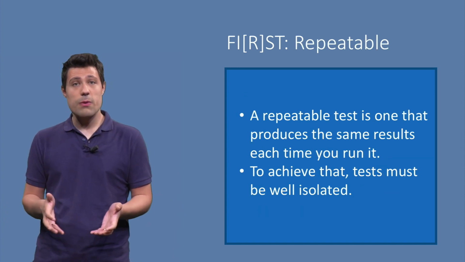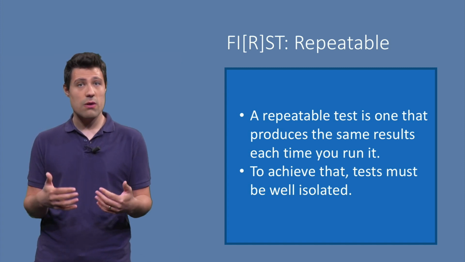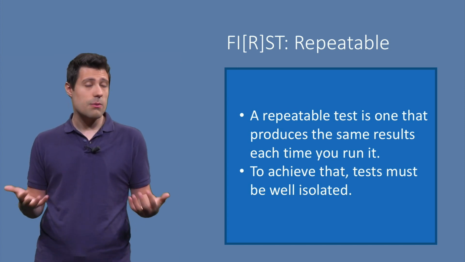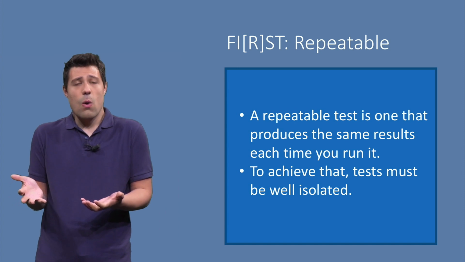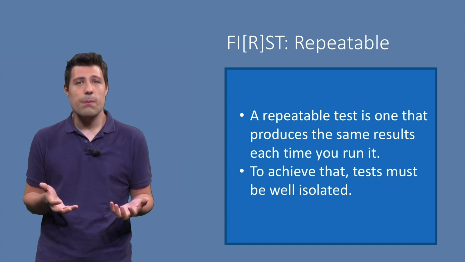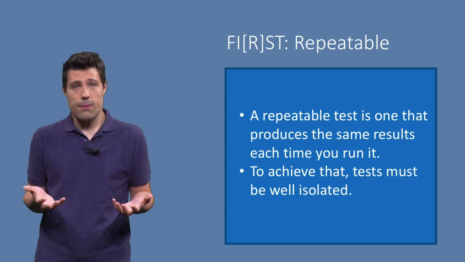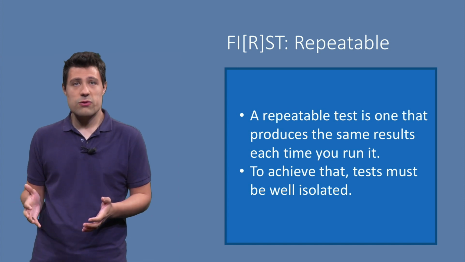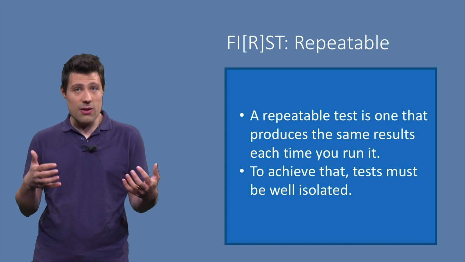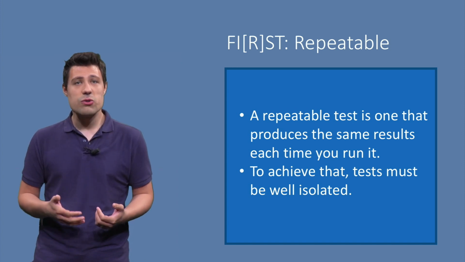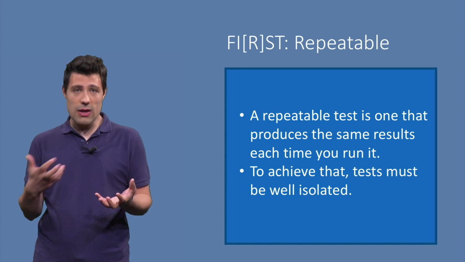Then R stands for repeatable. And a repeatable test is the one that always produces the same results whenever you run it, regardless of how many times you run it. We don't want tests that pass sometimes and fail some other times, or to present different results every time we run them. Of course, if they keep giving different results, we will lose our trust in them. And to achieve repeatable tests, what we need to do is to make sure that our tests are really well isolated. If there's anything that can interfere with the tests, they will start failing for unknown reasons. So repeatable tests are very related to isolated tests.